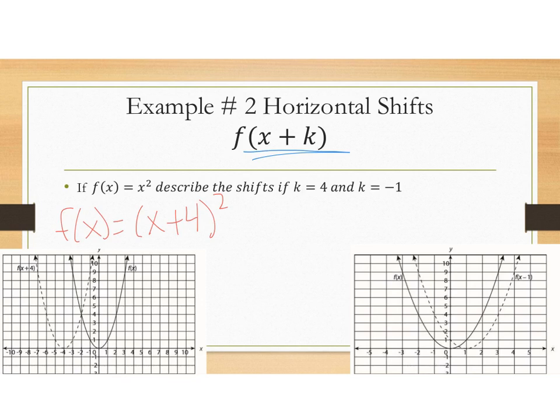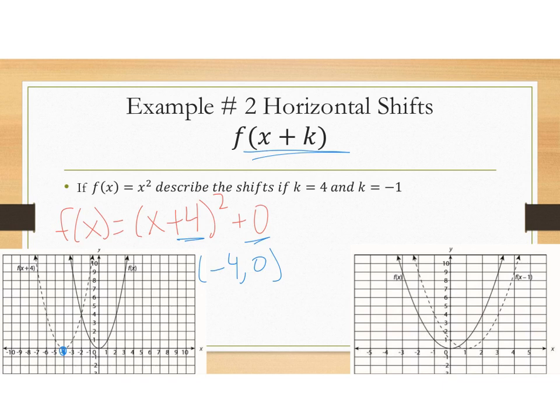Now, we've seen that things in the parentheses are opposite of what we thought. This is looking like vertex form if the k was 0. And the vertex would then be negative 4, 0. If you look at the new graph right here, you can see that the vertex has shifted over to negative 4, 0. So the shift is to the left 4, even though it says a plus 4.